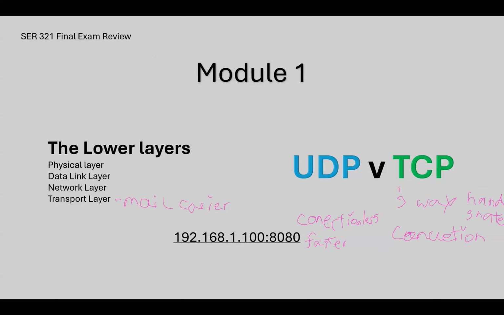For this IP address here, hopefully everyone's able to identify which part is the IP address and which part is the port. What would be the port in this address? 8080. Exactly. We've been doing this for like 7 weeks at this point. Just had to double check.